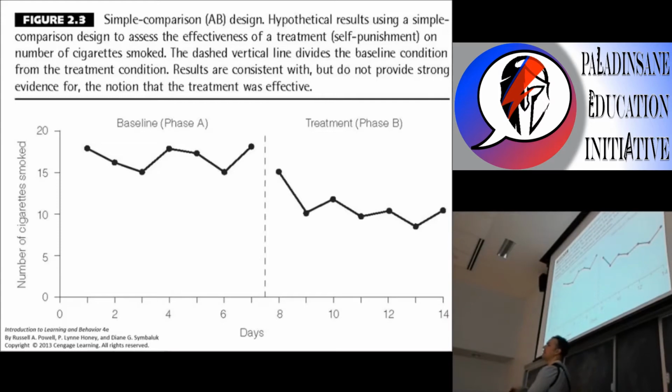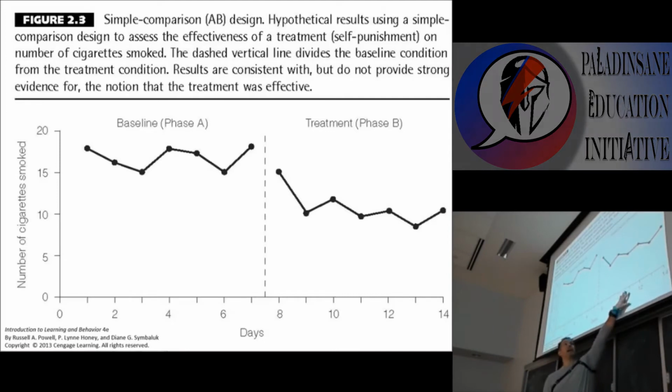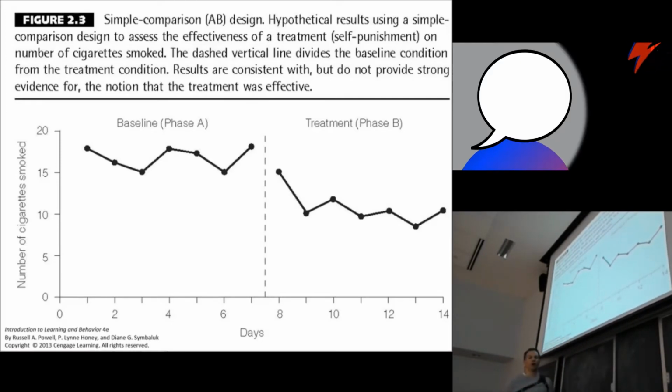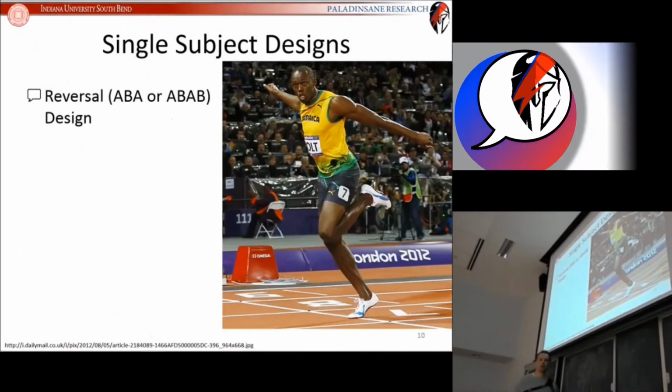It could be due to any number of things that are not the treatment, in which case it would be irresponsible and unethical of us as psychologists to say, hey, my treatment is effective, keep doing this, and you will improve your behavior. So we need methods to make sure that this decrease was caused by our treatment, and one of the ways to do that is called the reversal design.